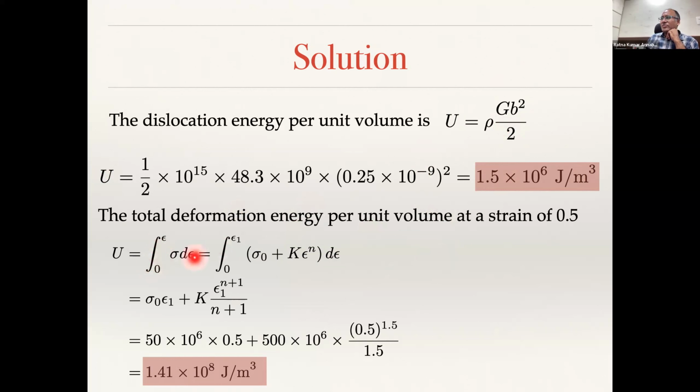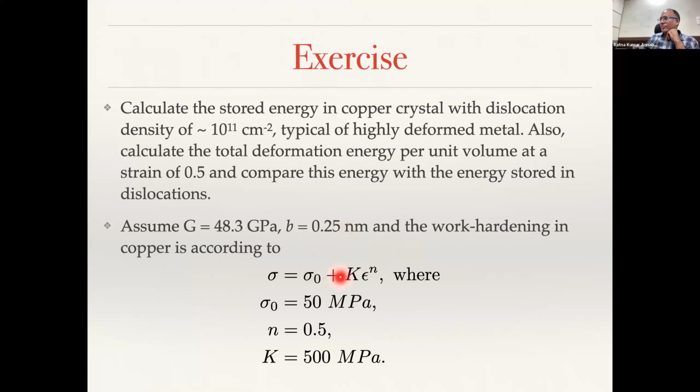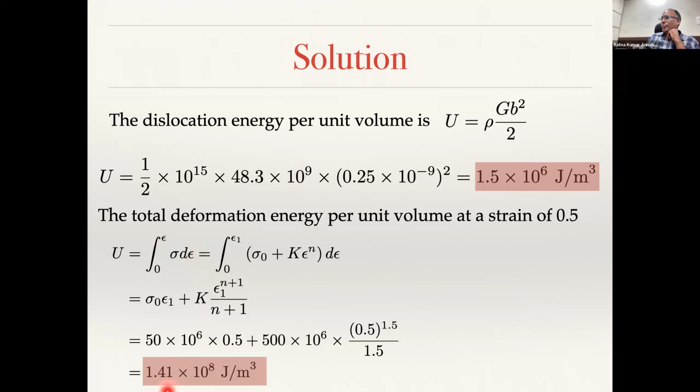So integral sigma d epsilon will be the total strain energy or deformation energy in the material. Sigma is given by sigma naught K epsilon power n, where epsilon is the strain. When you do that, you get 1.4 into 10 power 8 joule per meter cube. So that means when you are straining the material, the total deformation energy is this.